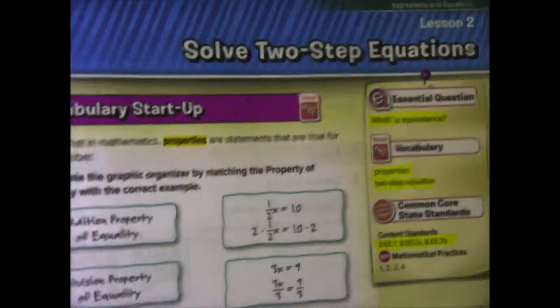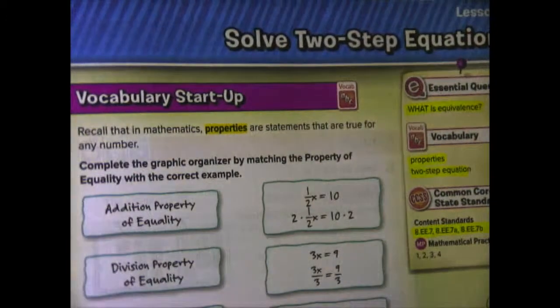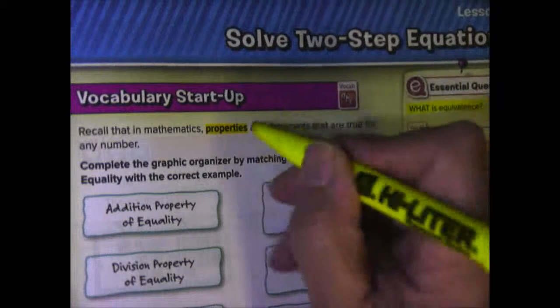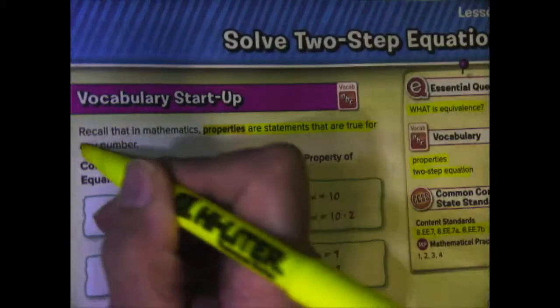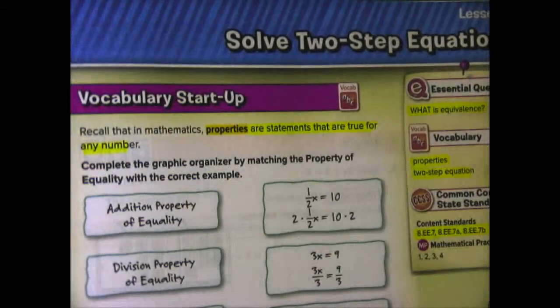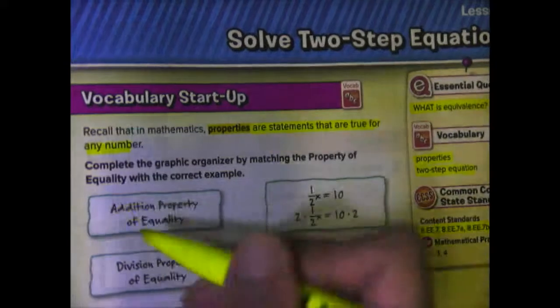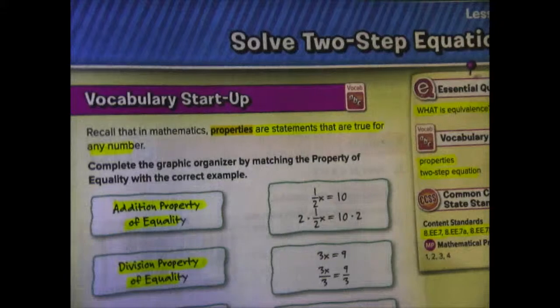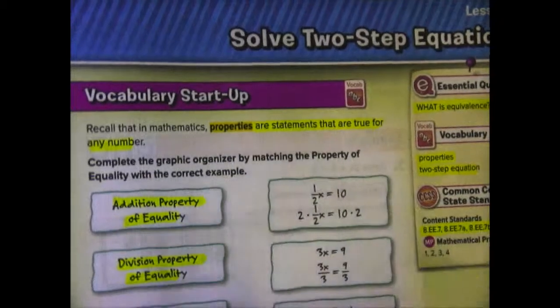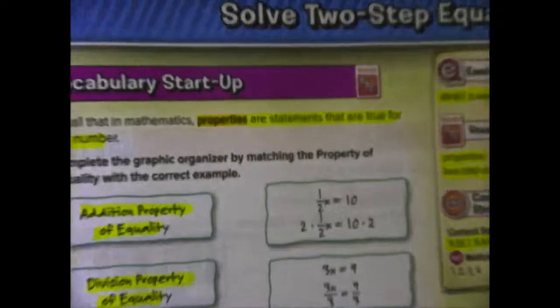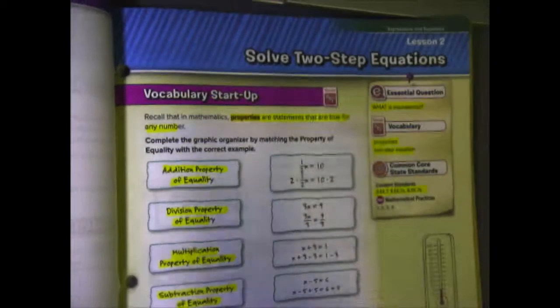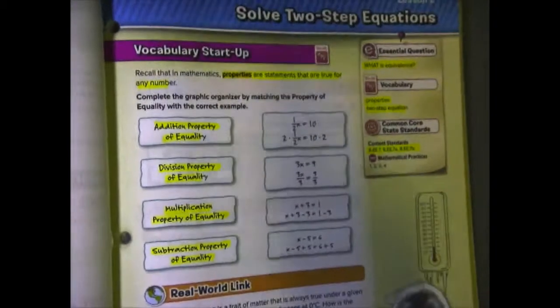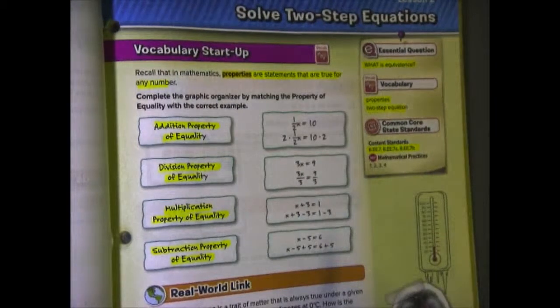Let's take a look at the top where it says vocabulary startup. It says, recall that in mathematics, properties are statements that are true for any number. Underneath that, it has some properties: the addition property of equality, the division property of equality, the multiplication property of equality, and the subtraction property of equality. It says complete the graphic organizer by matching the property of equality with the correct example.